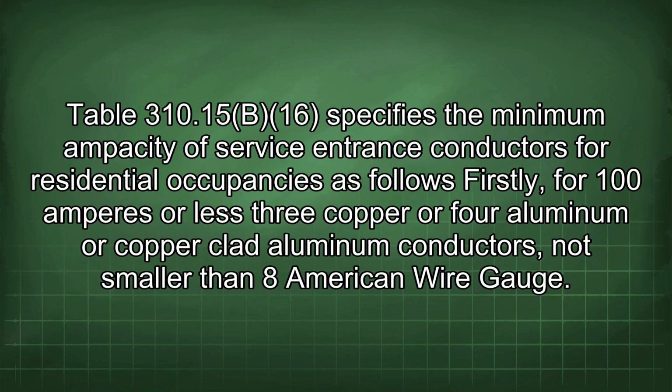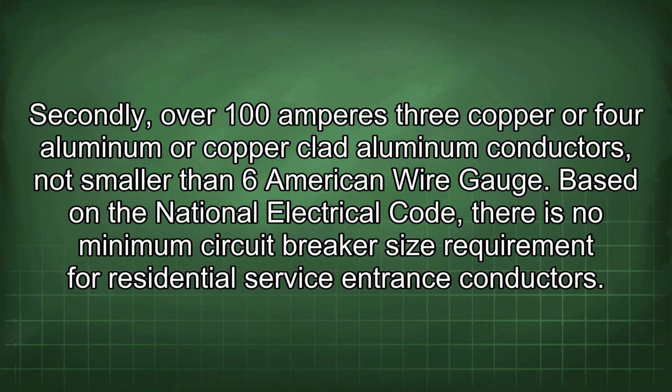Table 310.15(B)(16) specifies the minimum ampacity of service entrance conductors for residential occupancies as follows. Firstly, for 100 amperes or less, 3 copper or 4 aluminum or copper-clad aluminum conductors, not smaller than 8 American wire gauge. Secondly, over 100 amperes, 3 copper or 4 aluminum or copper-clad aluminum conductors, not smaller than 6 American wire gauge.